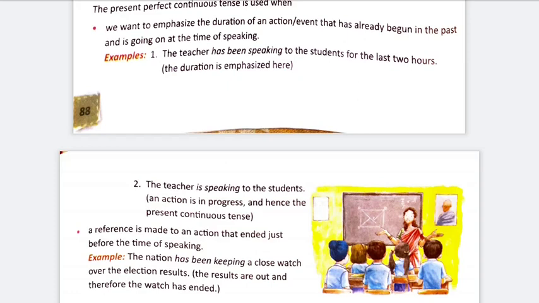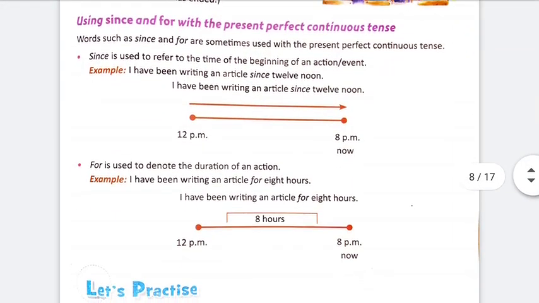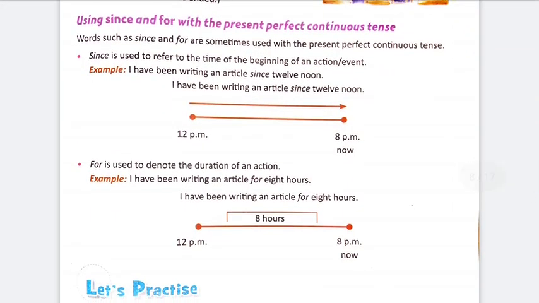Now, using since and for with the present perfect continuous tense. Since is used to refer to the time of the beginning. If a specific time is mentioned, if it refers to the time of the beginning, then we use since. I have been writing an article since 12 noon. Specific time, 12 noon, and that's the beginning.